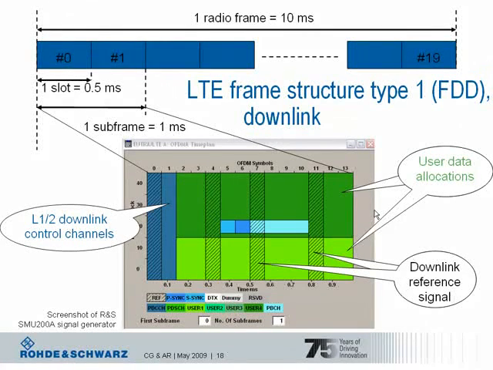So we have here in the middle in blue the primary synchronization channel, the secondary synchronization channel, and the physical broadcast channel PBCH, which are carrying predefined information important during cell search, which will be explained by Andreas in more detail later.